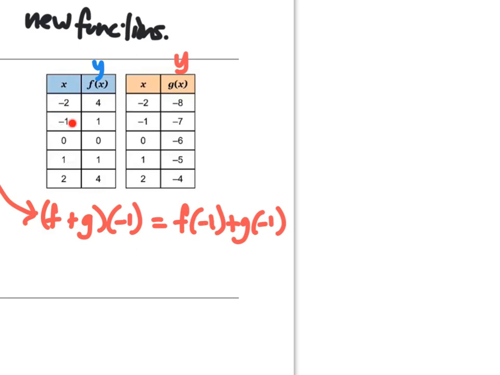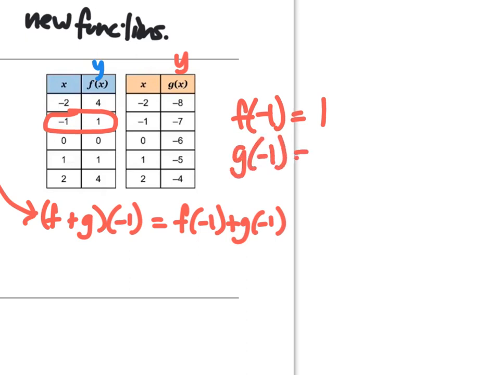So if I plug -1 in for x, the y value that I get is +1. So f of -1, and I'm just going to write that f of -1 is equal to 1. Okay, and I'm getting that information from the table. If I wanted to calculate g of -1, I plug in -1 into my function and I get -7 out of that. So this gives me -7, and I get that information from the table.